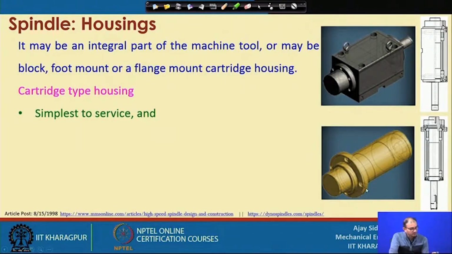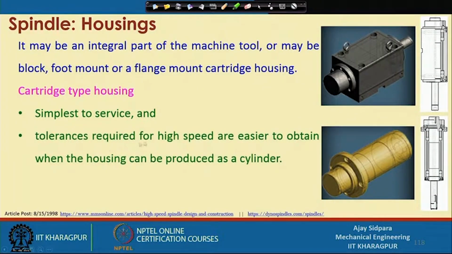It is simple to service here, because first you have to prepare a block, and then you have to create a dimension as per the size of this particular spindle. But here both of the parts are cylindrical. So, it is easier to make a cylinder compared to a box, because you have to turn only, and whatever dimensions or tolerances you need for this particular thing will be achieved in a much greater and much easier way. So, the tolerances required for high speed are easier to obtain when the housing can be produced as a cylinder.